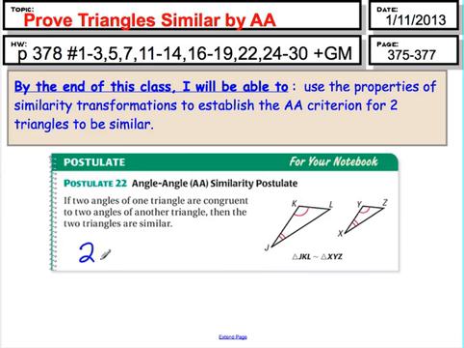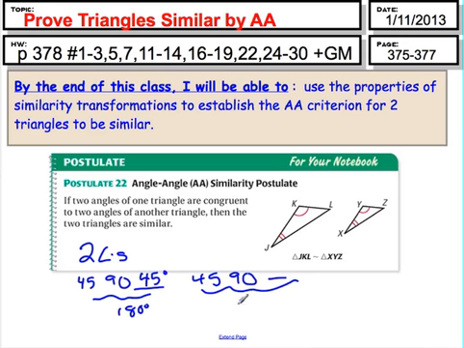Well, if you have two angles that are congruent, say one is 45 and one is 90, and you have another triangle that's 45 and 90, well, you automatically know that the third one is going to be whatever helps this guy sum up to 180 degrees. So that means this has to be 45 degrees. And this one right here would also, because they have to sum to 180, also has to be 45 degrees. So really, if you have two angles, you really have all three angles of a triangle, as long as you use the triangle sum theorem. So basically, the angle-angle similarity postulate says that if you have two angles, really three angles, then the two triangles are similar.